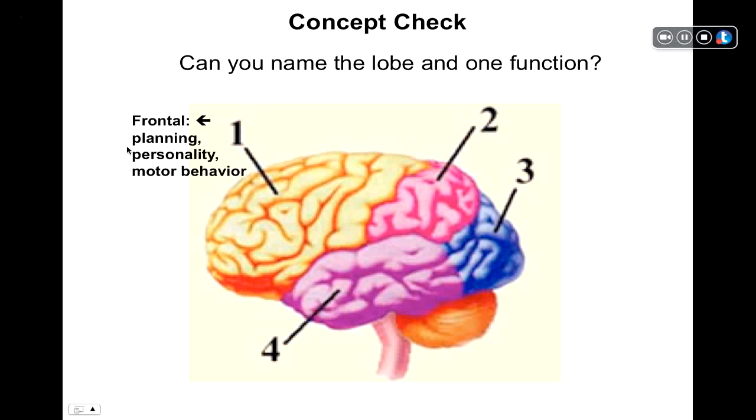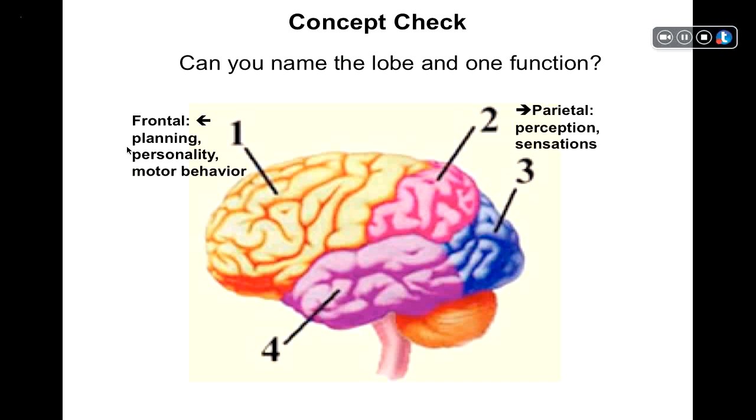That would be the frontal lobe. Frontal lobe responsible for planning, personality, motor behavior. How about number 2? What lobe of the brain is number 2? That would be the parietal. Perception, making sense of the world, processing sensations are 2 of the responsibilities of the parietal lobe.